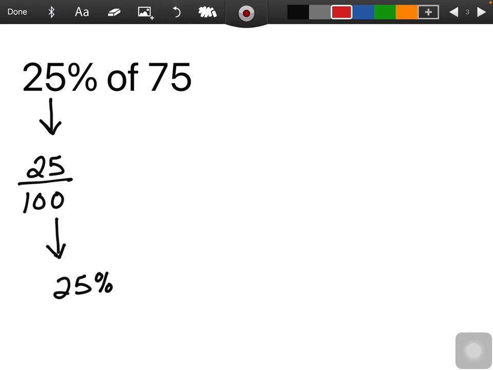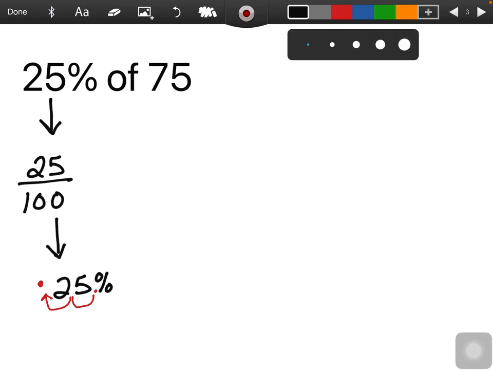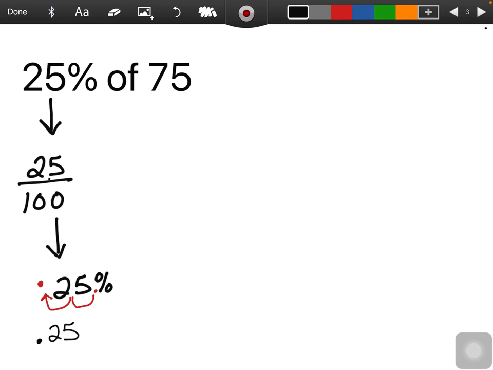Well, in looking at this, I have 25, that's a whole number, so my decimal's at the very end. So all I have to do is take my decimal and move it 2 places to the left. There's 1, there is 2, and that's where my new decimal is going to go. So as a fraction, it would be 25 over 100. As a decimal, it would be 0.25.